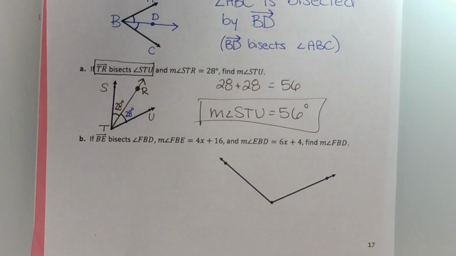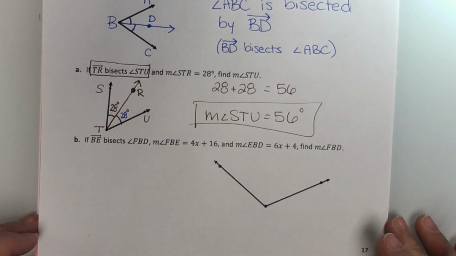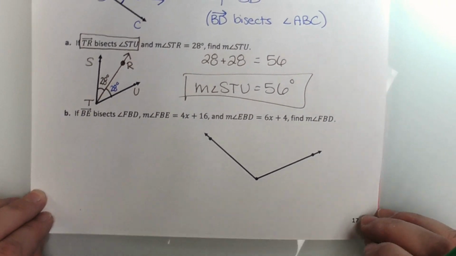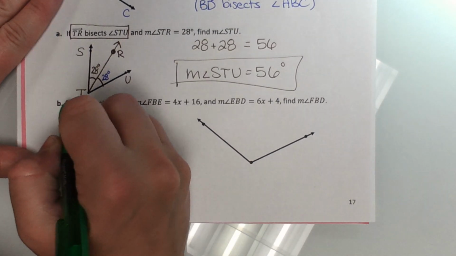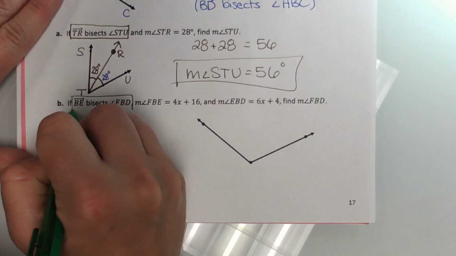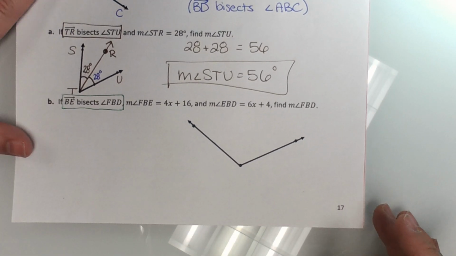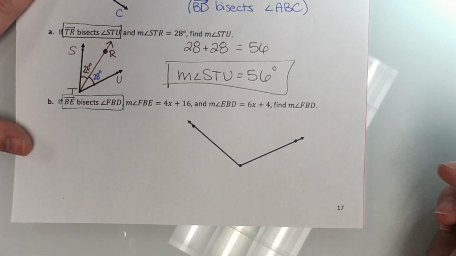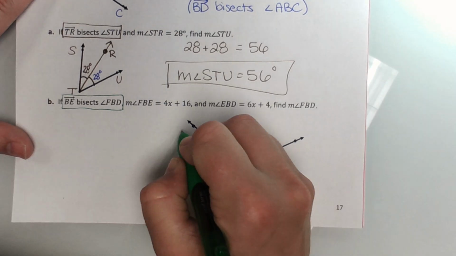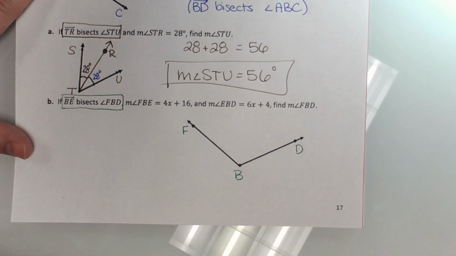Now, they're not all going to be quite that simple. Some of them may be, but not quite all. Many of them are going to be more like the next problem that says BE bisects angle FBD. So, label my angle first. Am I picky about any of the letters? Yes. Which one? B. At what part of the angle? Vertex. F and D on the other sides.